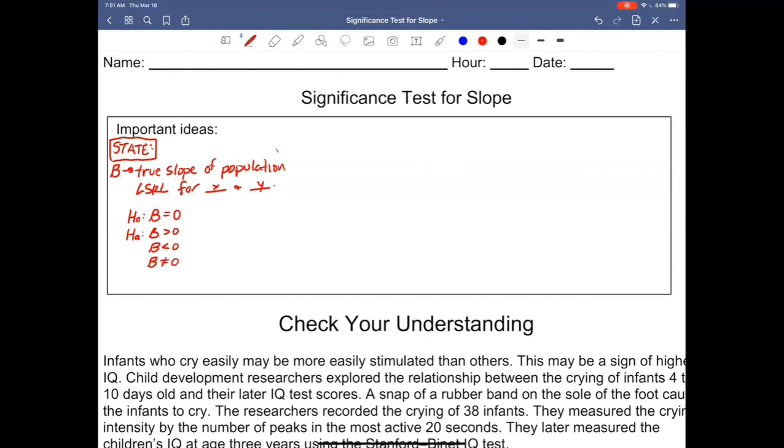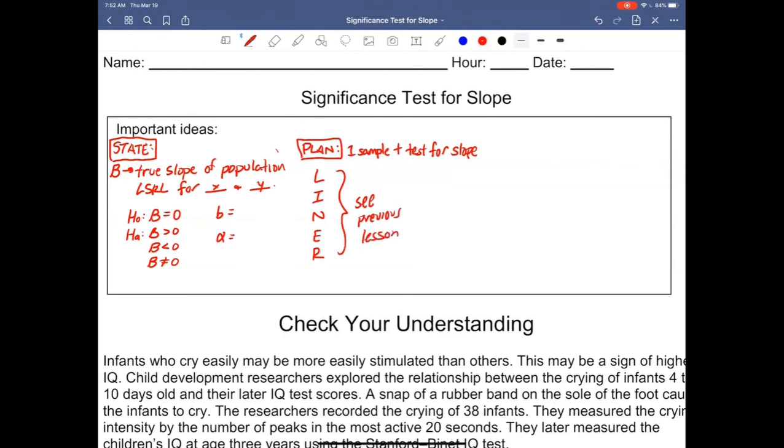And then the other two things that we would include in the state are the statistic based on our sample, so the sample slope of the regression line, and then the alpha level. Now for the plan, we would start by identifying the name of the procedure, and this is called a one-sample t-test for slope. And then we would check all 5 of the conditions necessary for inference for slope, which is linear. I'm just going to say see previous lesson if you want to know how to check all 5 of those conditions. And then we move to the do part.